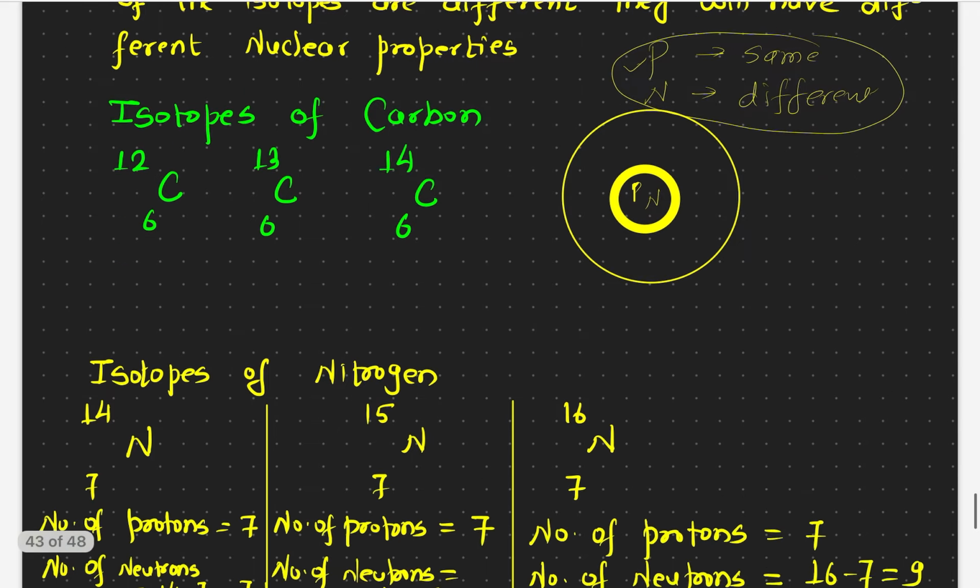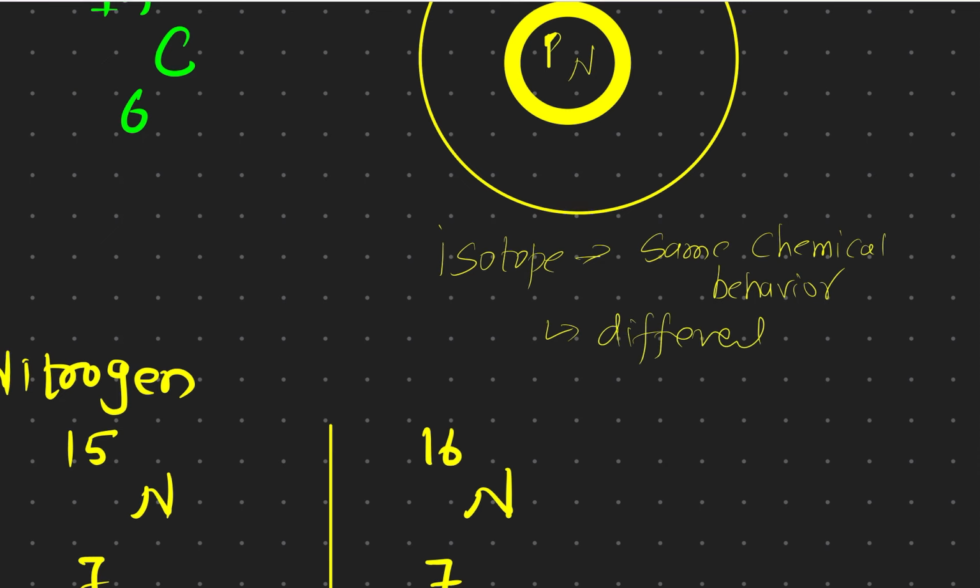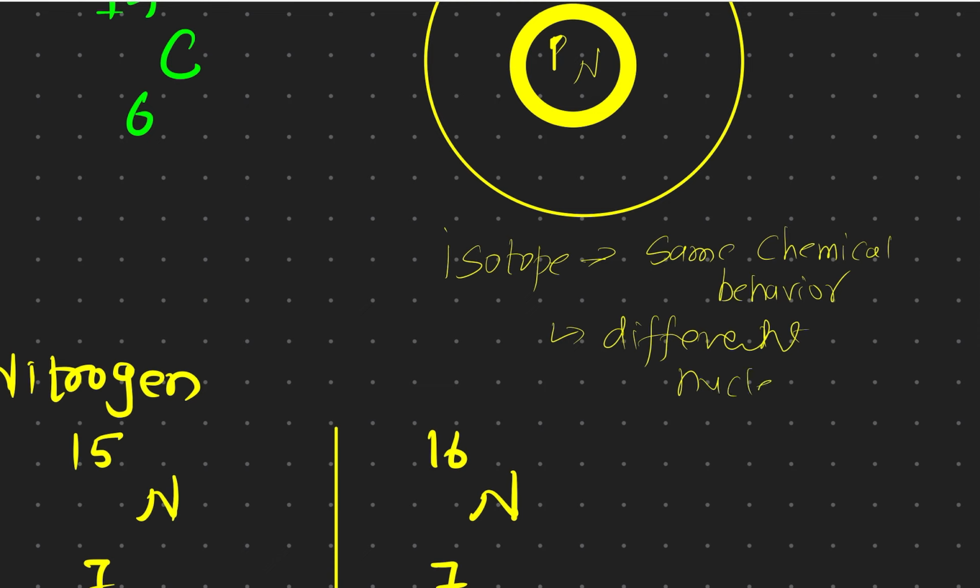So let me write down here: isotopes have the same chemical behavior and different nuclear behavior. Why the same chemical behavior? Because they have exactly the same number of protons, and so the same number of electrons. And why different nuclear behavior? Because nuclear behavior is determined by the neutrons, and each isotope has a different number of neutrons, so the nuclear behavior will be different.